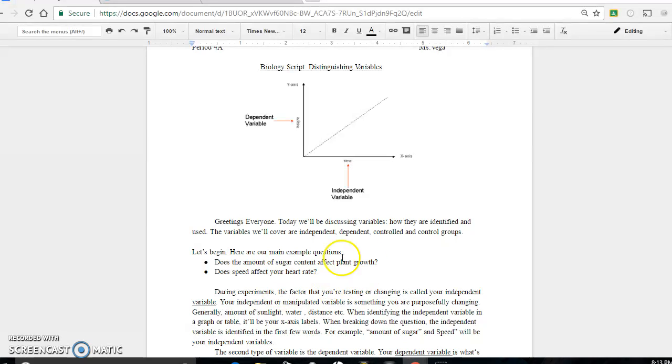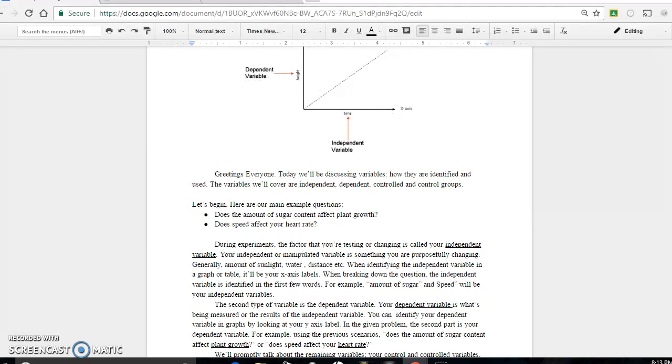Vegas 4A period. Today we'll be talking about distinguishing your variables and how they're used. So the variables we'll talk about today are your independent variable, your dependent, your controlled variable, and your control groups. So today, we have a graph right here. This is your y-axis and this is your x-axis. You can see that your x-axis is labeled as your independent variable and your y is labeled as your dependent variable.